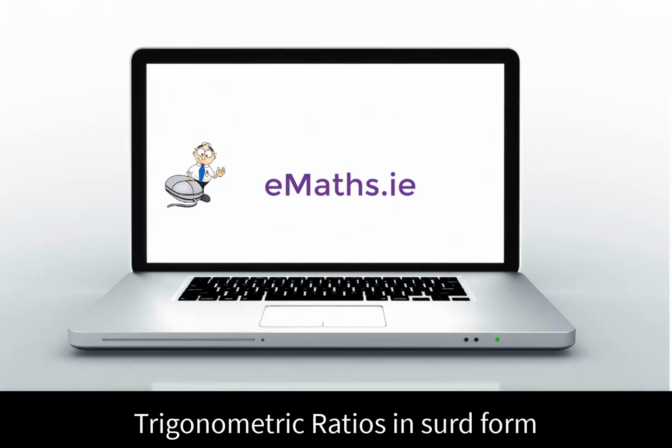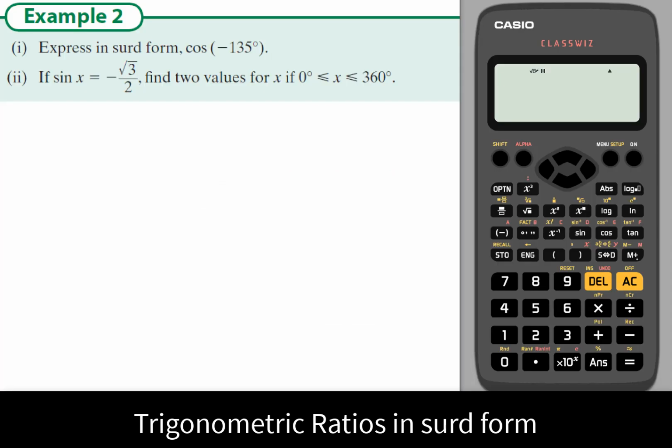Trigonometric ratios in third form. There's a second video in this series. Express cos of negative 135 degrees in third form. If you just insert this into the calculator, you'll see that the answer is negative root 2 over 2.